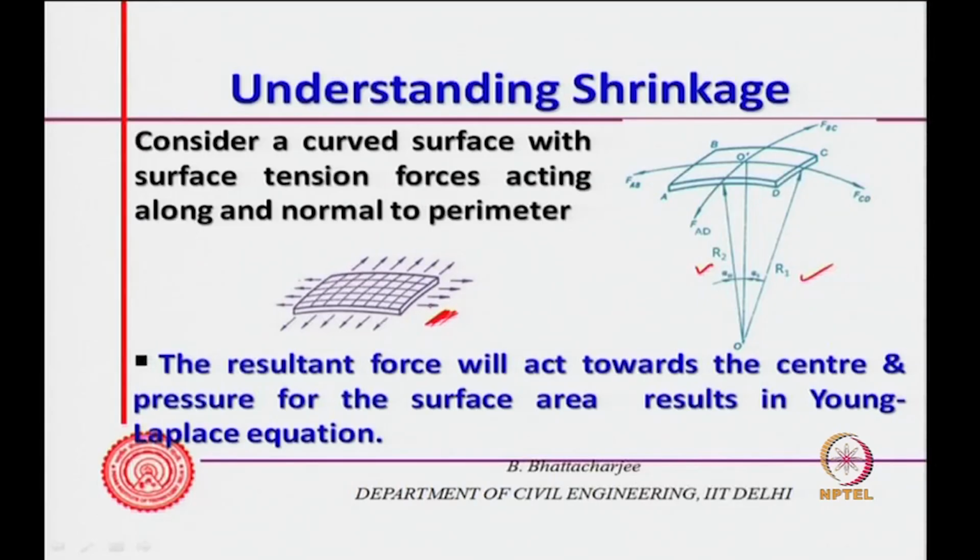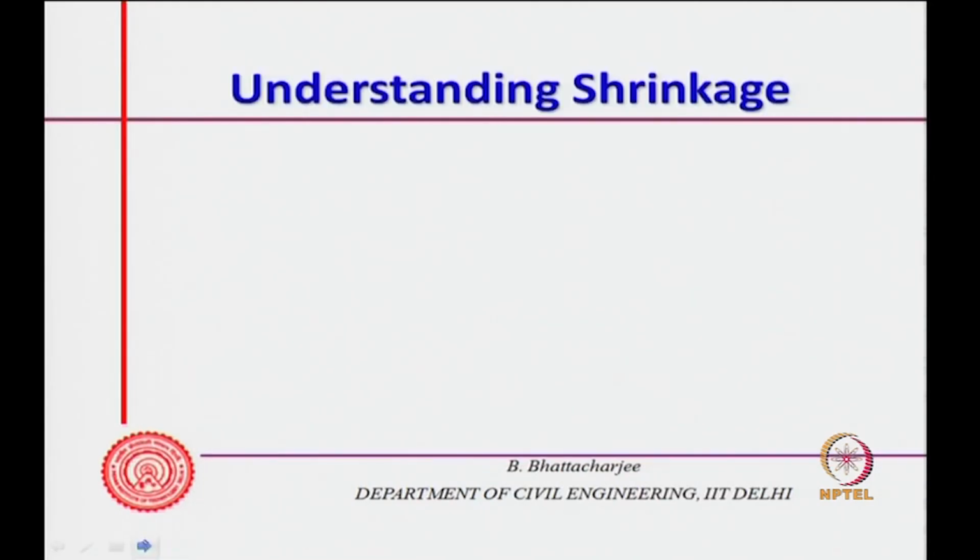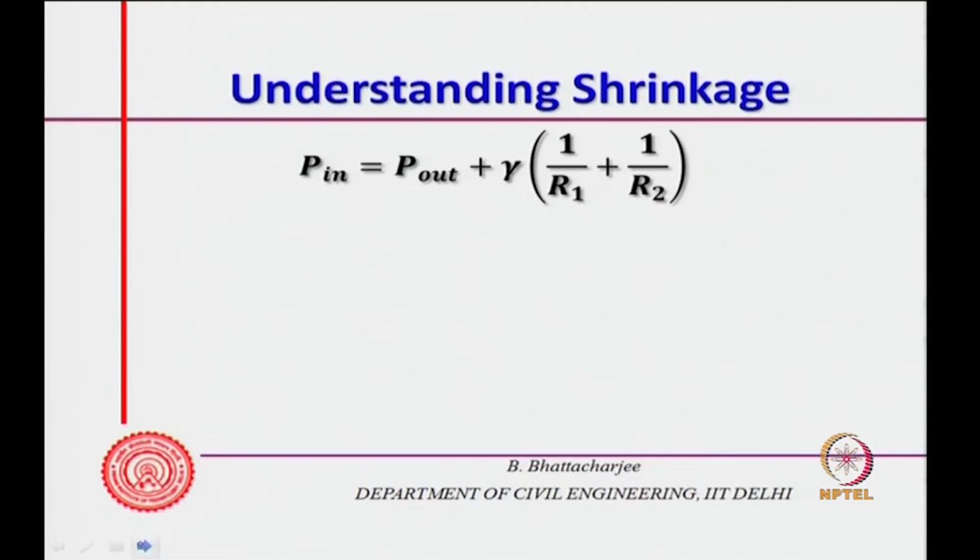So, the unit of surface tension is force per unit length, which is Pascal meter. Multiplying by the length of the perimeter and finding the resultant force, one can show for the unit area that P inside is equal to P outside plus this term. So, P in is always higher on the concave side than P outside.